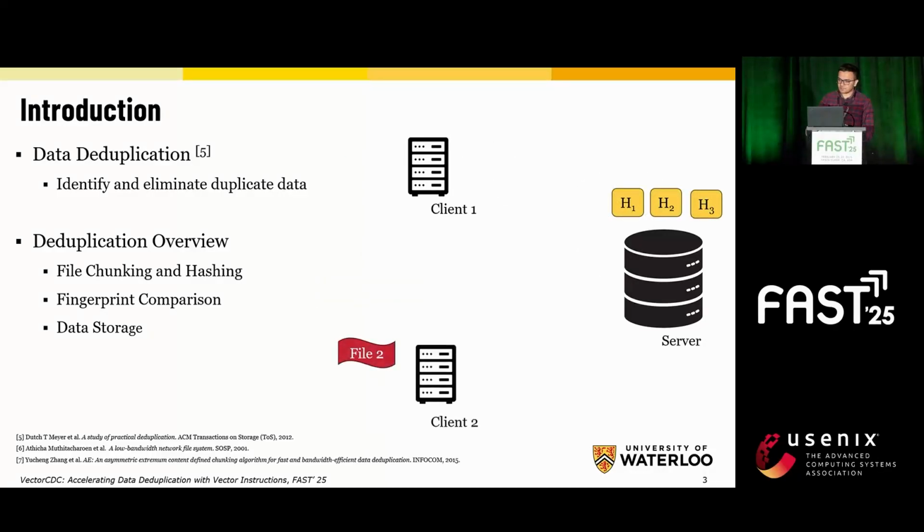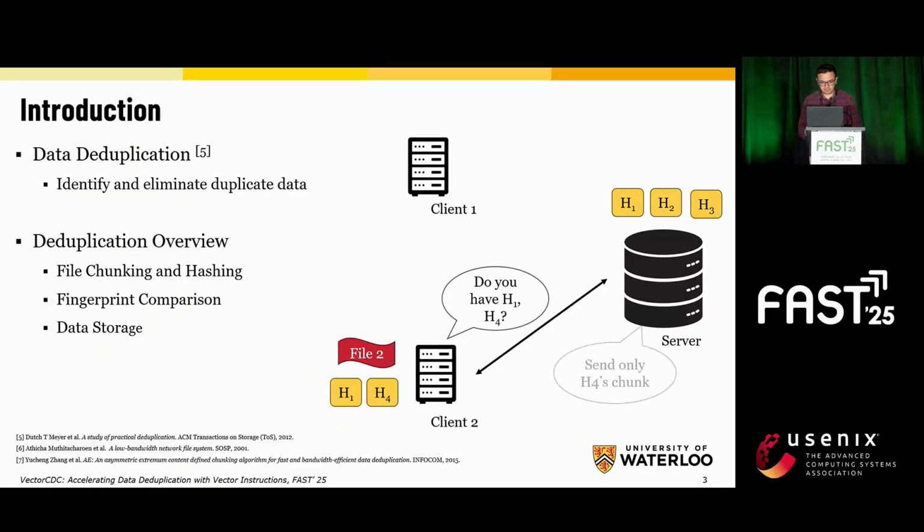When the next client comes along with another file and repeats the same process to end up with fingerprints H1 and H4, you see that H1 has already been seen before by the server. So when it asks the server, have you seen H1 and H4, the server says, yep, I already have the chunk for fingerprint H1, just send me the chunk for fingerprint H4. In this way, you're eliminating the duplicate part between both the files, which is the chunk for fingerprint H1, and you're only storing the non-duplicate part.